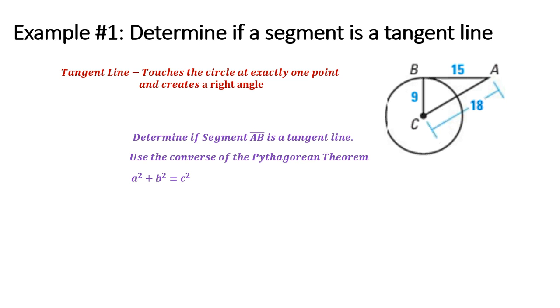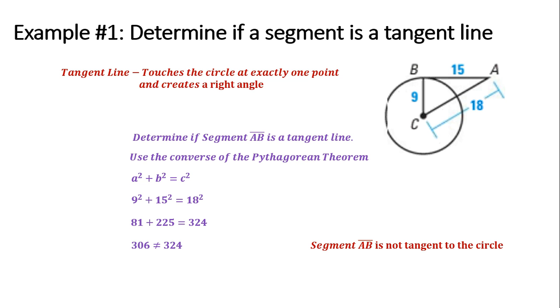A squared plus B squared equals C squared. We're going to plug in 18 for C because that's the longest side, and then 9 and 15 for the legs. 9 squared is 81, 15 squared is 225, 18 squared is 324. When you add 81 and 225, you get 306, which does not equal 324. So since they are not equal, we can say that it does not form a right angle. Therefore, segment AB is not tangent to the circle.